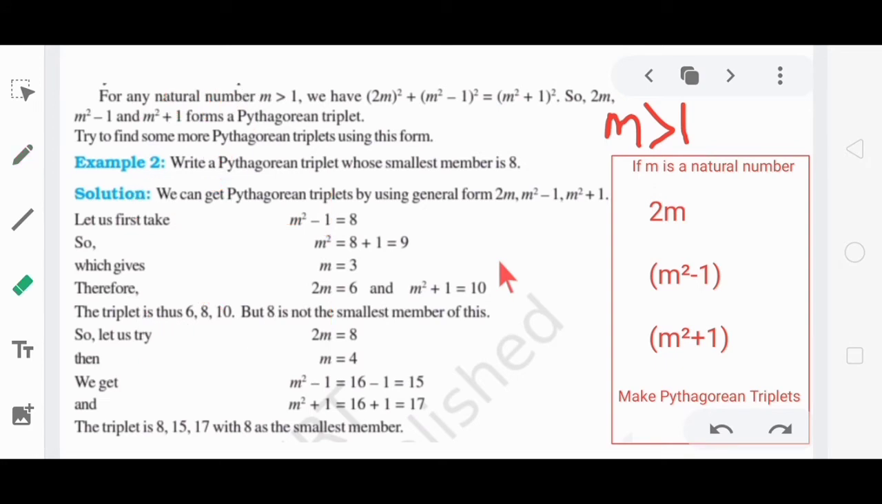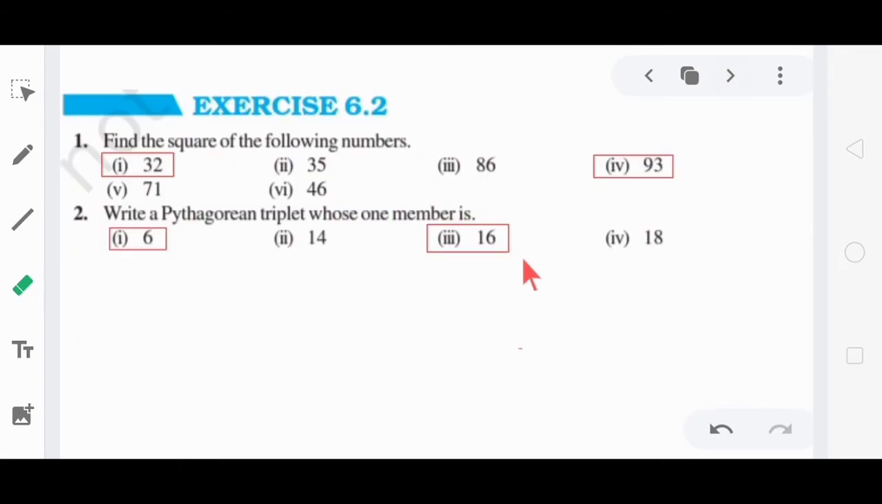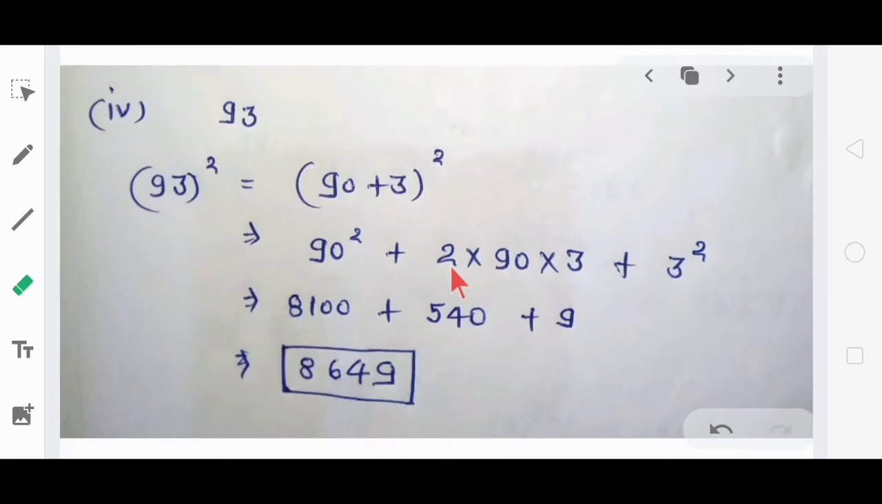You have example number 2 now, and you all go through it in online classes. We have discussed it. Now I'm heading for exercise 6.2 and here our classwork is given. First question is find the square of the following numbers. The first and fourth parts of the question are our classwork, and in question number two, the first and third questions are our classwork. Other questions are your homework to be completed by this day, and the solutions of the questions are given in the video.